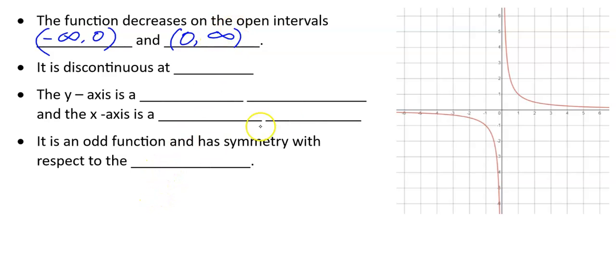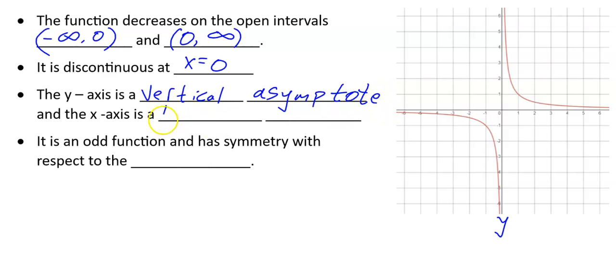Where are we discontinuous? We are discontinuous at our vertical asymptote. We are discontinuous when x equals 0. Our y-axis, x equals 0, this is where it gets a little tricky sometimes, is our vertical asymptote. It is a line I will approach but not touch. And the x-axis, or y equals 0, is my horizontal asymptote.